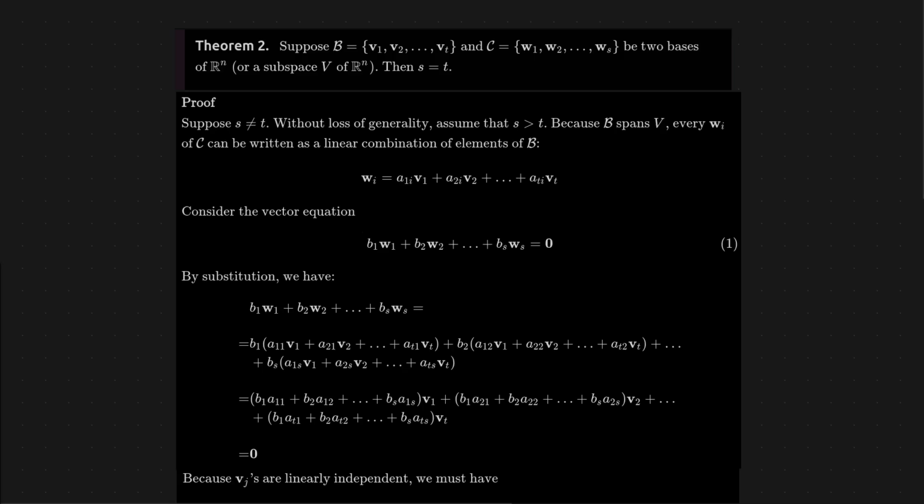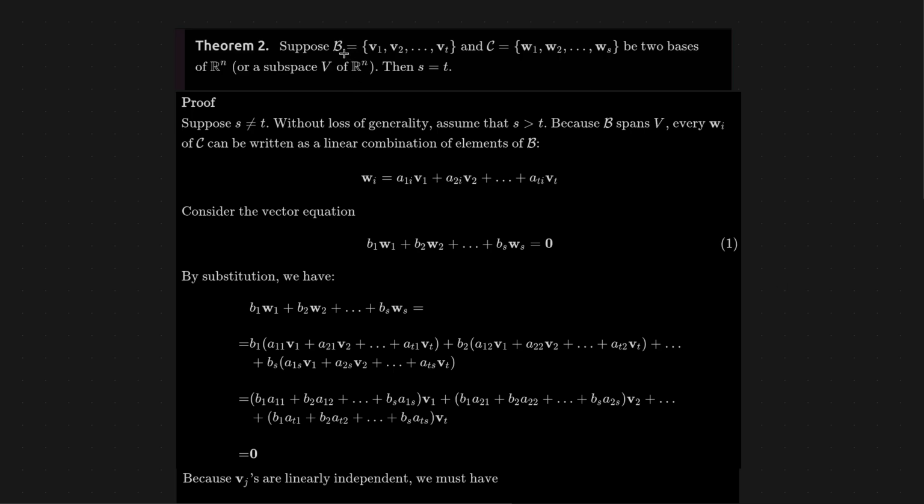So our intuition says that if we're looking at a line, a basis for a line is one vector. If we're looking at a plane, a basis for a plane must be two vectors. What this theorem does is it confirms that intuition.